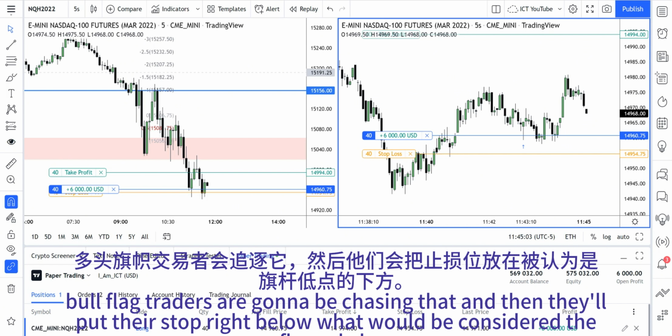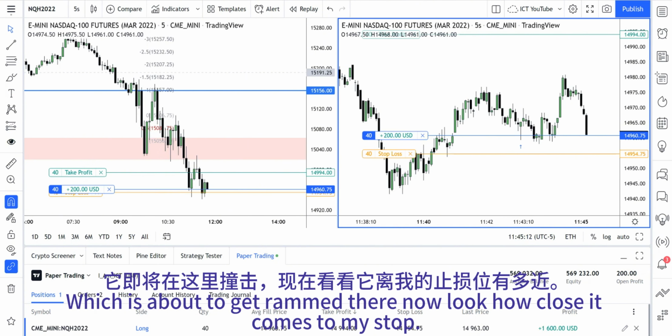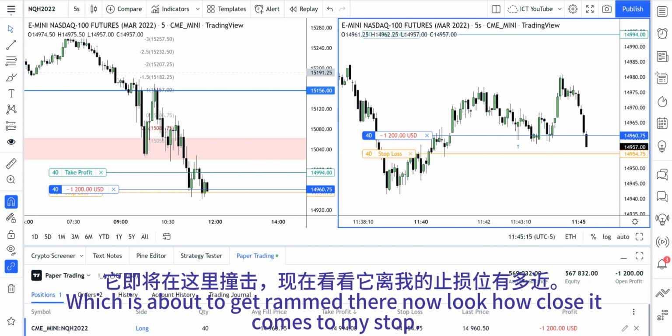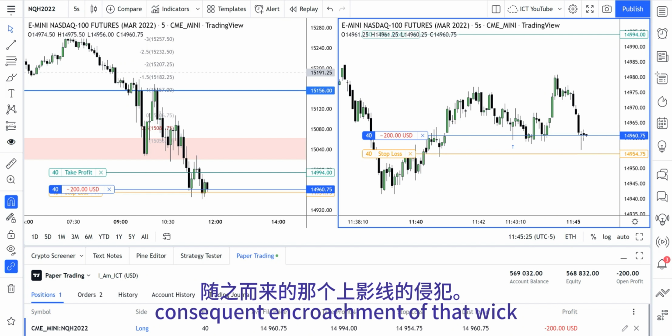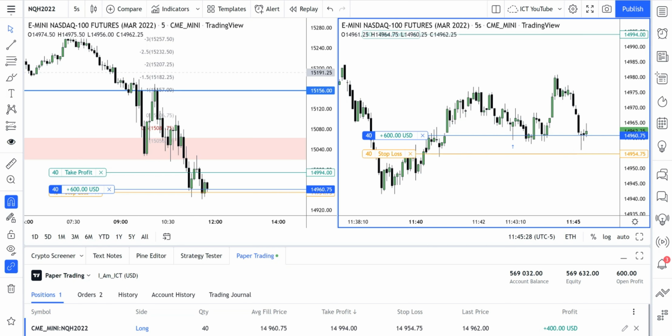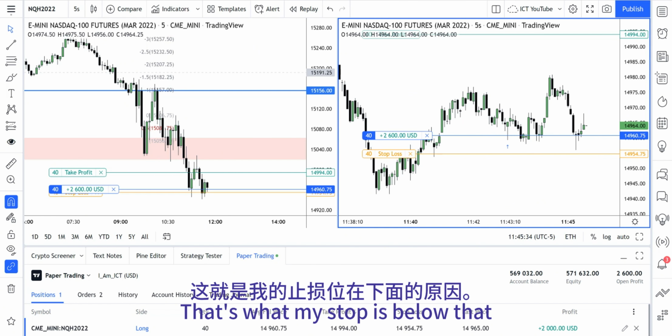Okay, bull flag traders are going to be chasing that, and then they'll put their stop right below what would be considered the flagpole low, which is about to get rammed there. Now look how close it comes to my stop. You see that? Consequent encroachment of that wick to the left of my volume imbalance entry. That's why my stop is below that.